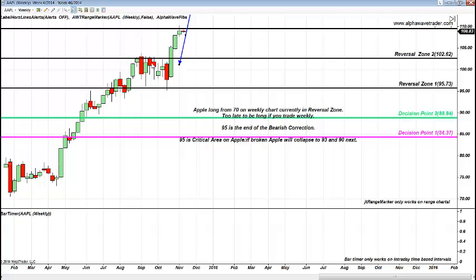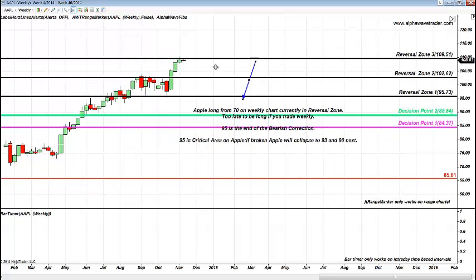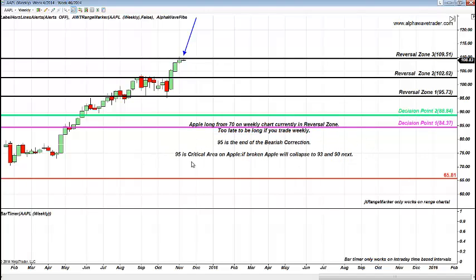There we go. Long from 70 at very, very powerful reversal levels. Levels you do not want to ignore. And there we go. 95 was not broken to the downside. The correction ended here.